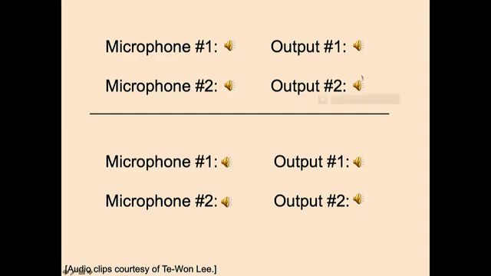Right, that's the first source that ICA extracts, and this is the second one. 1, 2, 3, 4, 5, 6, 7, 8, 9, 10.